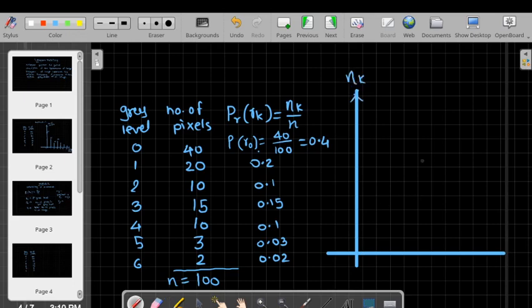This is nk and this is our gray level. Let's consider, in short, r: 0, 1, 2, 3, 4, 5, 6. So for gray level 0 we are having 0.4. Let's consider 0.4 here.